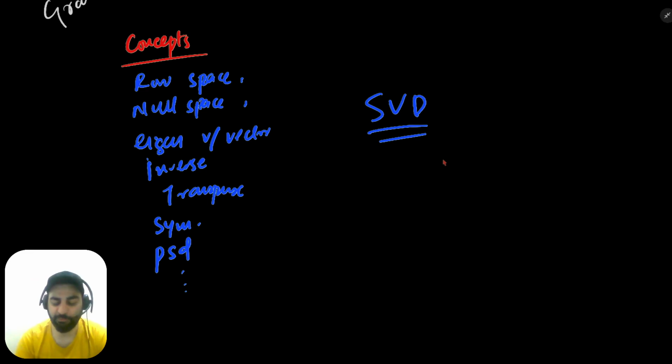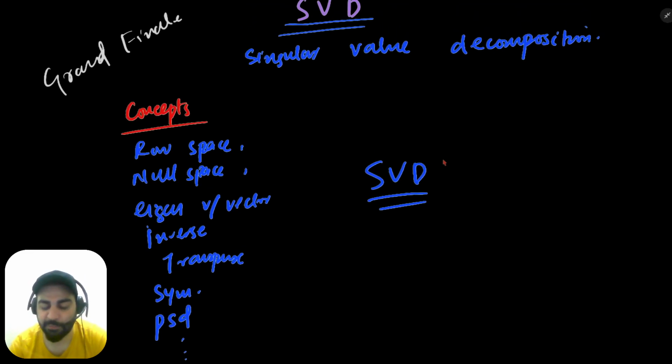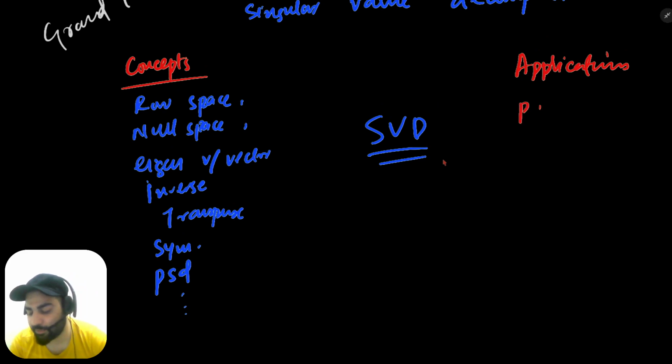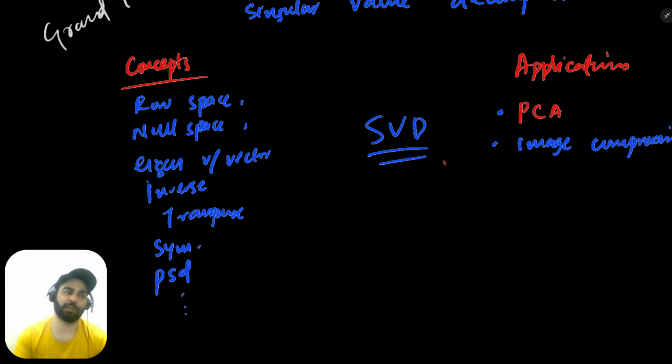Before going to the SVD, let me tell you some applications of SVD. So why is singular value decomposition used? The first thing, it's used in principal component analysis that we are going to cover today. And the second thing I would like to show is image compression. When you send an image on a network, you want to send it in such a way that the image is compressed. Probably that might be using the SVD algorithm.